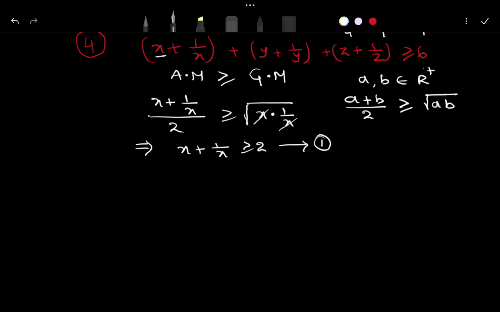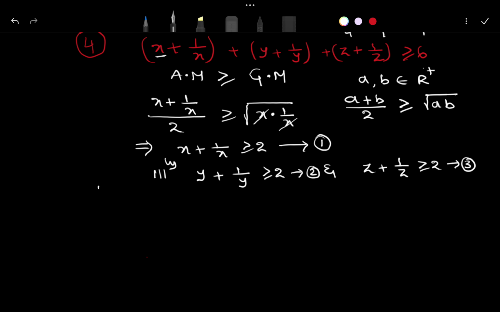Now similarly, you can write that y plus 1 by y is also greater than or equal to 2, and this is the second one, and z plus 1 by z is also greater than or equal to 2. This is the third result.